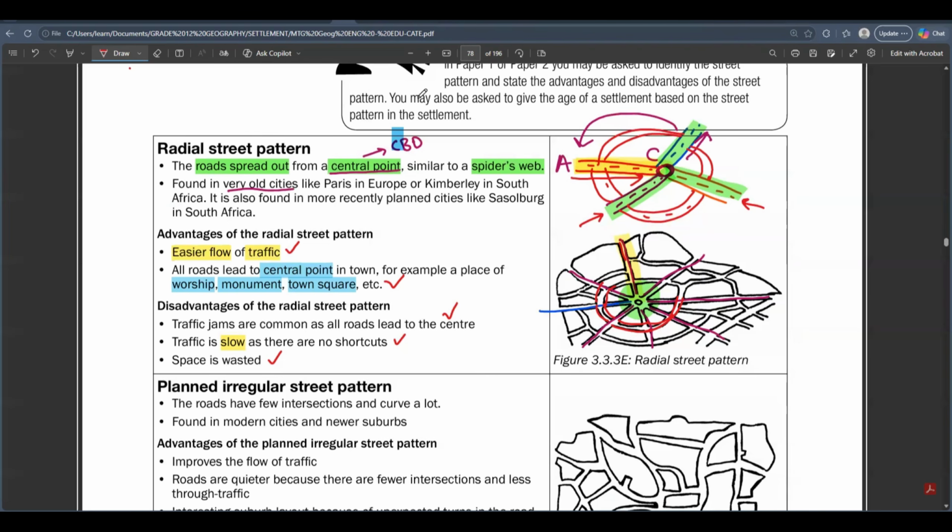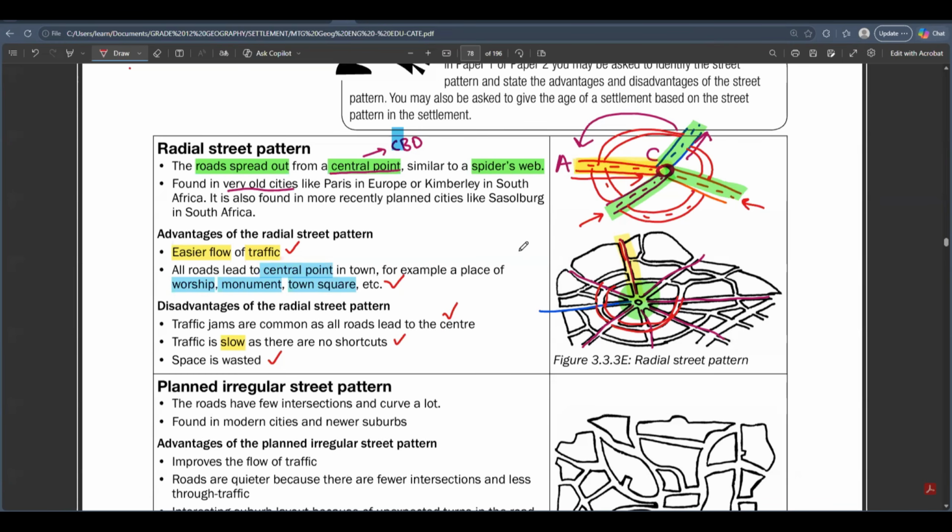So this is known as a radial straight pattern, usually found in very old cities, but it is also found in common cities these days, around monuments such as the Nelson Mandela statue. The Paul Kruger statue in Pretoria is an example of one that I know of. If you go to Pretoria, many roads lead towards the Paul Kruger statue. All of that and so on and so forth.